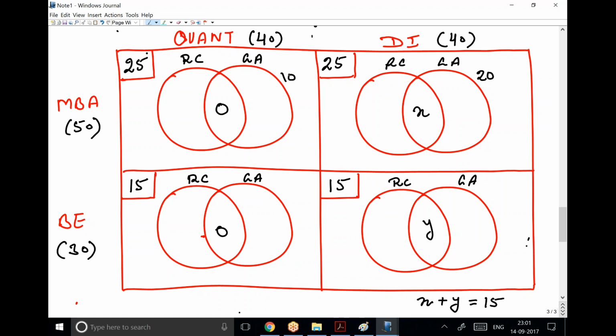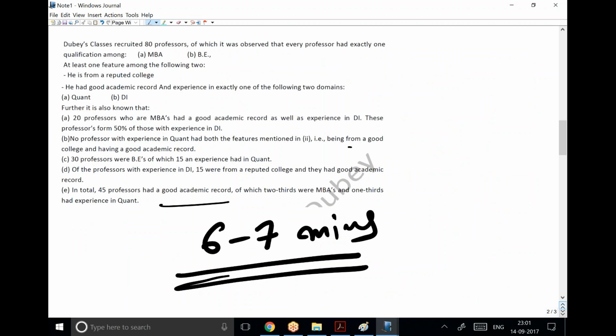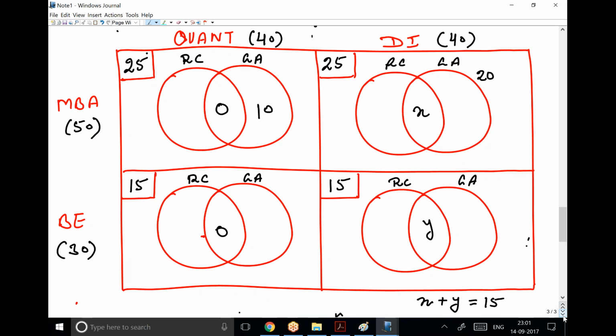And when we talk about this particular circle, we are talking about this whole circle here, right? So we know inside this it is given to us 0. That means rather than writing here, we can immediately say this 10 we can write here itself. So 10 comes out to be good academic record. Now look at the information further. 1/3 having experience in quant. So 1/3 of 45 comes out to be 15. So 15 of them are having experience in quant.